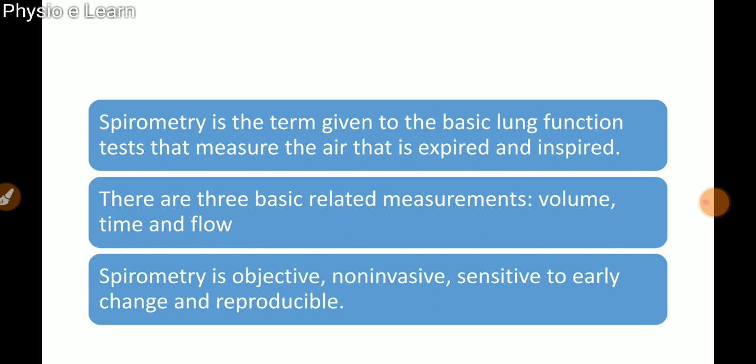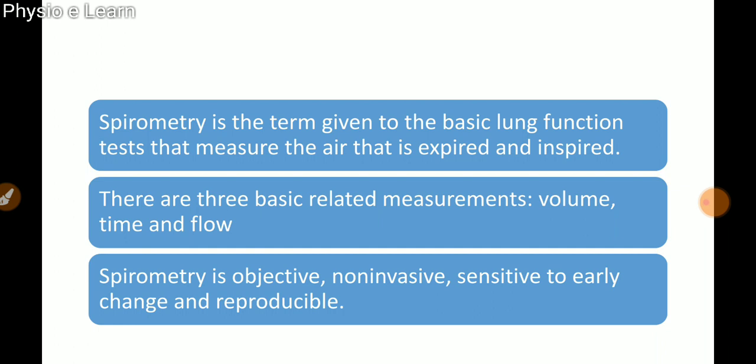There are three basic related measurements. What the spirometry measures is the volume of the air, the time taken by the air, and also the flow rate of the air. So these are the three basic related measurements measured by spirometry: the volume of the air, the time taken by the movement of the air, and the flow rate of the air, during inspiration and expiration.